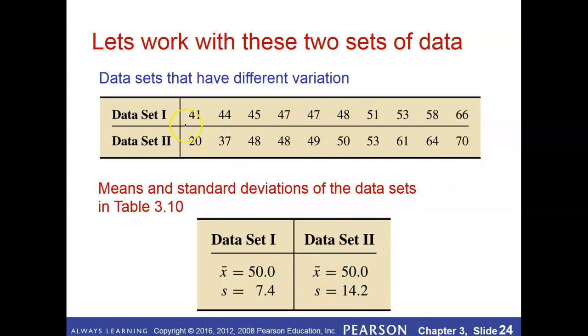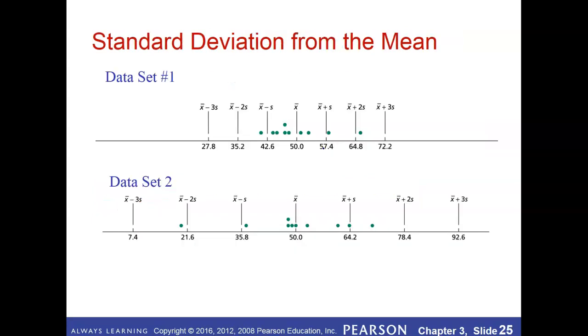But if you look at data set number 1, these numbers are a lot closer to 50 than data set number 2, which means their standard deviation differs. Now this is a symbol for sample standard deviation. The sample standard deviation for set number 1 is 7.4. That means the average distance is 7.4 units away from 50. And for data set number 2, the sample standard deviation is 14.2, which means these numbers have an average distance away from the mean of 14.2. Well, how in the world do we get those? We're going to get to that in a second.